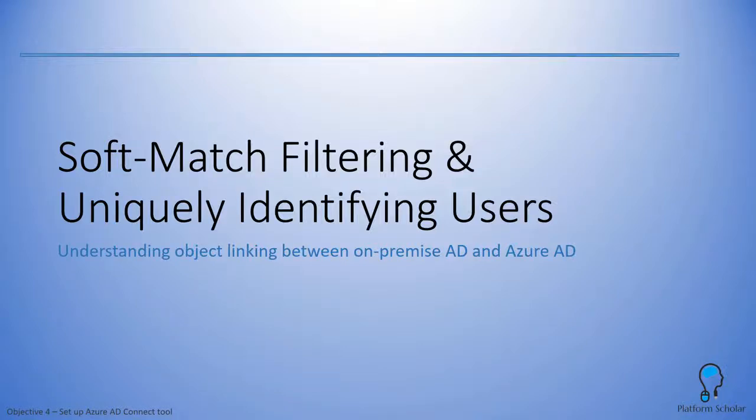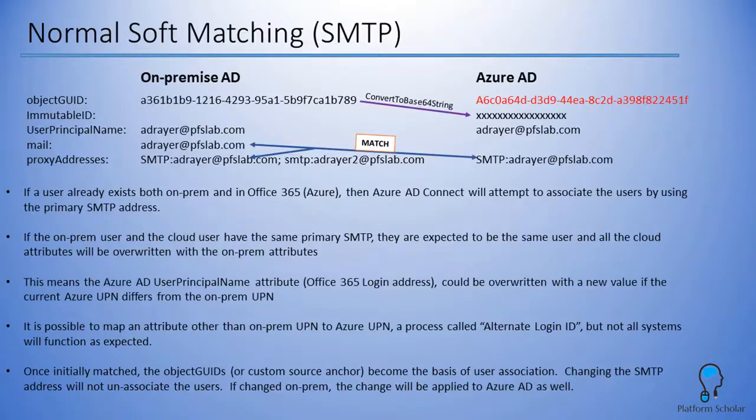Soft match filtering and uniquely identifying users. When you perform a synchronization with the Azure AD Connect tool, it will attempt to detect whether the on-premise user already exists in the Azure AD tenant, and this can be done either with a soft match or with a hard match. With the soft match, it will compare the primary email addresses to see if there's a match between the two environments. If there is, it'll assume that they're the same user or contact.